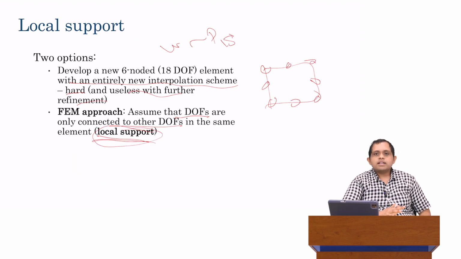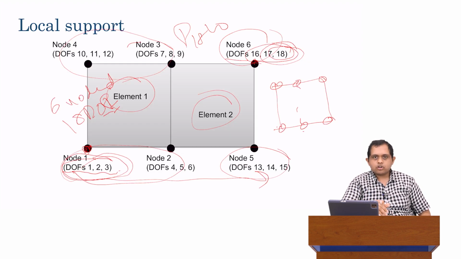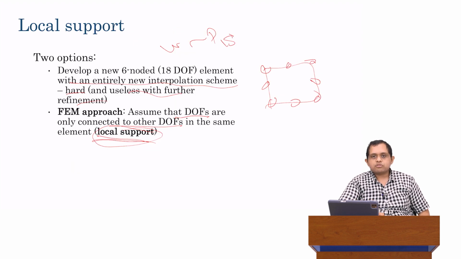As it turns out, this assumption, and again, I emphasize the fact it's an assumption, is not what happens in real life. In real life, if you applied a displacement at node 1, you are going to get a displacement at node 6 if this was an actual plate. So this is a mathematical assumption we're making.